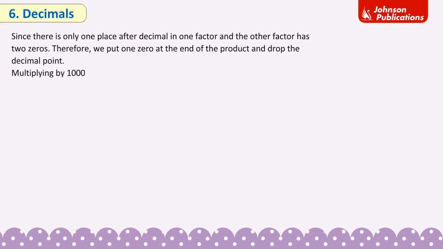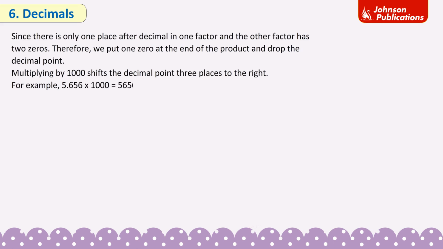Multiplying by 1000 shifts the decimal point 3 places to the right. For example, 5.656 multiplied by 1000 is equal to 5656. 6.91 multiplied by 1000 is equal to 6910.